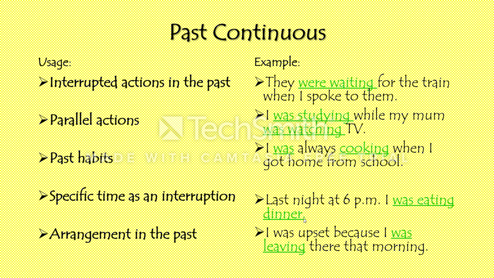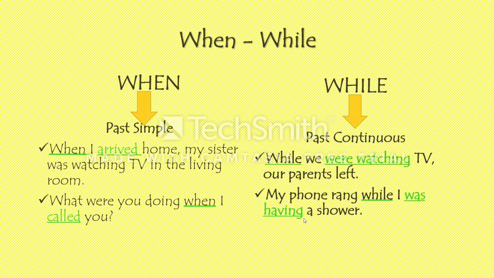You can use it to describe parallel actions. I was studying while my mom was watching TV. You can use it for past habits. I was always cooking when I got home from school. You can use it for a specific time as in an interruption. Last night at 6 p.m. I was eating dinner. And you can use it for arrangements in the past, like in the sentence I was upset because I was leaving there that morning.